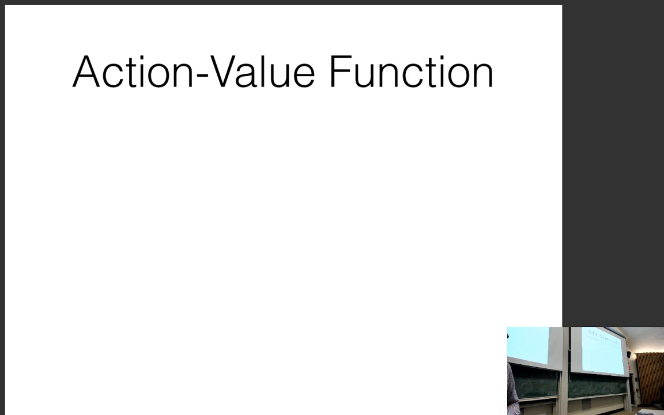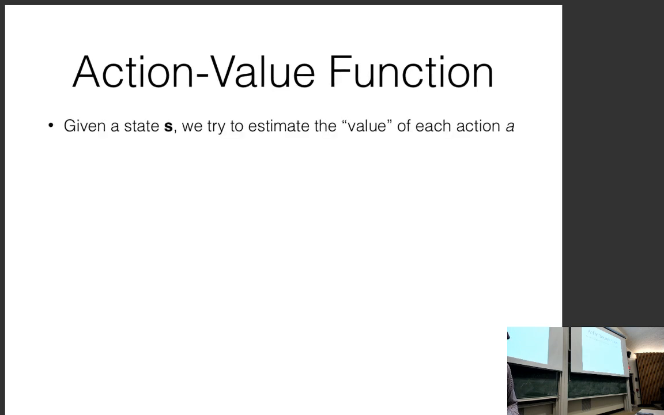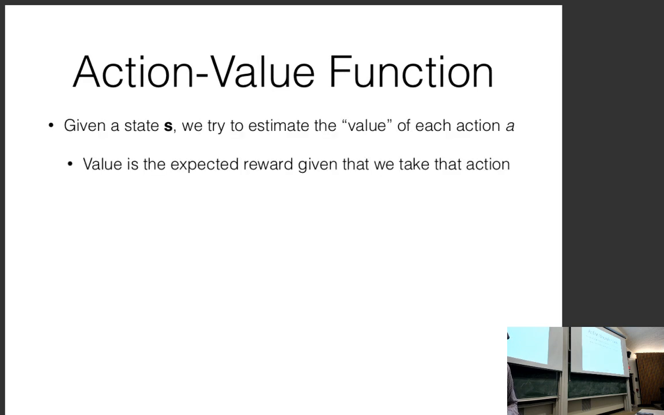So the action value function, basically given the state S, we try to estimate the value of each action A. In this case, the value is the expected reward given that you take that action. So if you have action A_t, you could calculate the reward over all the paths that you do after taking that action and take the expectation over it. And this gives you your action value function, which is also often called the Q function.